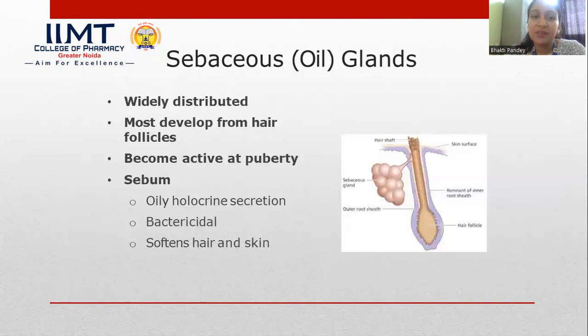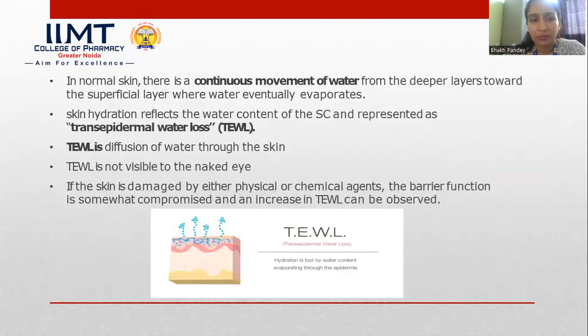Sebaceous glands are widely distributed. Most develop from hair follicles and become activated at the age of puberty. Sebum is basically an oil, a holocrine secretion. It is bactericidal in nature and is used in softening of hair and skin.